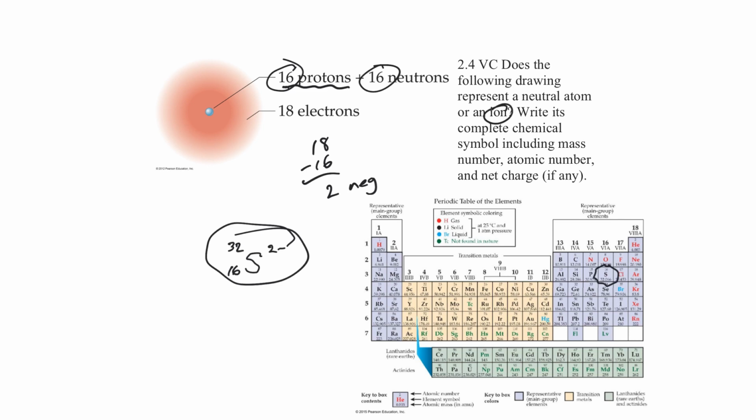Write its complete chemical symbol, that's S, capital S, including mass number, that's the 32, atomic number, that's the 16, and net charge, that's the 2 negative.